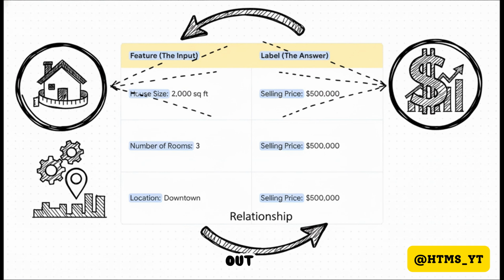And this slide lays it out perfectly. Check it out. On the left, you've got the inputs, our features, size, rooms, location. And on the right, you've got the answer we're aiming for, the label, which is the selling price. The entire goal of machine learning really is to figure out the hidden connection between the two. Can it look at those features and accurately predict that price?